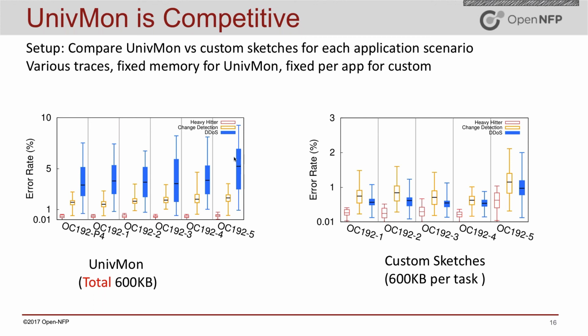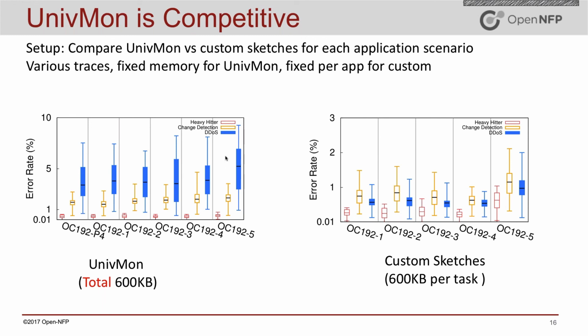On the right-hand side, we're looking at the custom sketches for each application. We wrote a custom sketch for heavy hitter, one for change, and one for DDoS. Of course, the result makes universal monitoring look a little bad, but the takeaway is that it's not that much worse. You have an absolute error of around 3% compared to a 1% error. But the key is we're only using 600 KB in total, whereas with the custom sketches, you would need to keep 600 KB per task. So we fixed the total amount of memory given to the algorithm, in one case universal monitoring, in the other custom sketches, and we compare the error rates for the fixed amount of memory. The takeaway is that it's actually competitive.